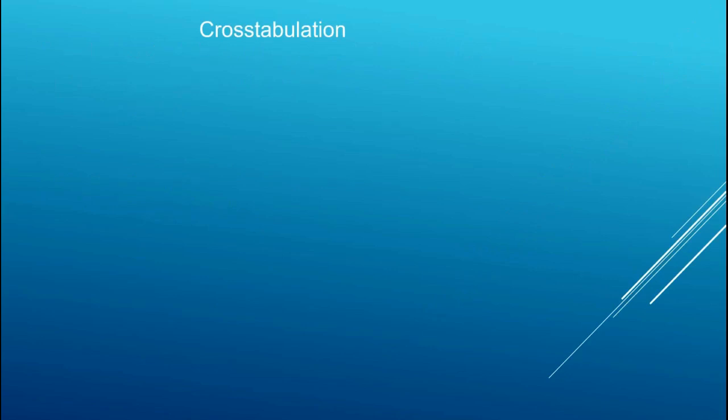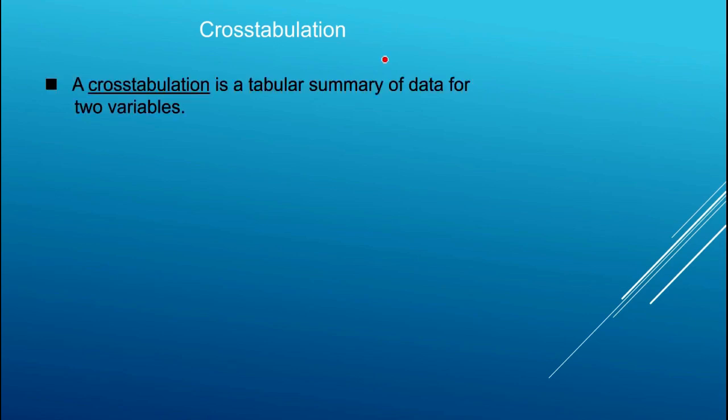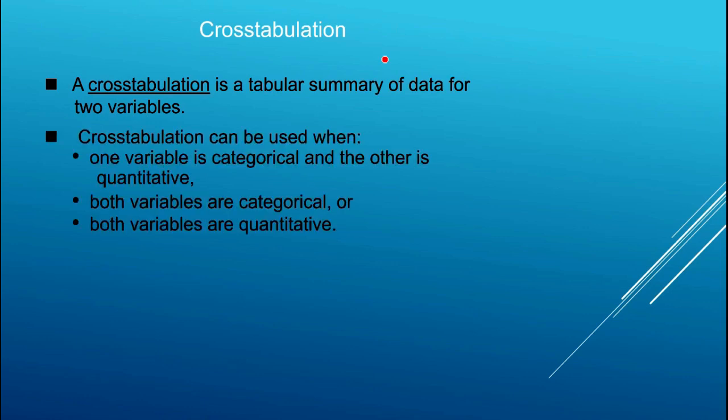When we have two different variables and we represent them in a table, we call it a cross tabulation or a crosstab. Sometimes these are also called pivot tables. A cross tabulation is a tabular summary of data for two variables. Crosstabs can be used when one variable is categorical and the other is quantitative, when both are categorical, or when both are quantitative. Of course, it goes without saying that if you have a quantitative variable, you will have to determine the classes yourself before constructing the cross tabulation. All of the considerations that we discussed in the previous video concerning determining the number of classes apply here as well.